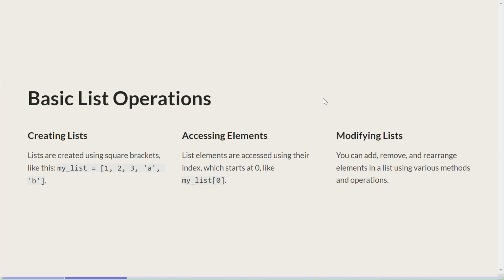Creating a list: you can create a list in Python using square brackets. Lists can contain a mix of data types. Accessing elements: indexing. Python supports both positive and negative indexing to access list elements. Modifying a list: you can add, remove, and rearrange elements in the list using various methods and operations. So first of all, we will create a list and then access the elements and modify the list in our Jupyter notebook.